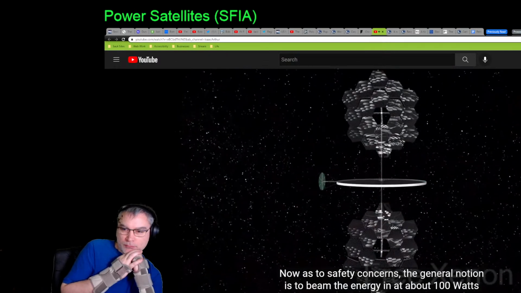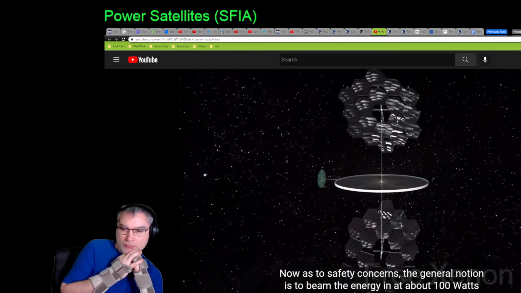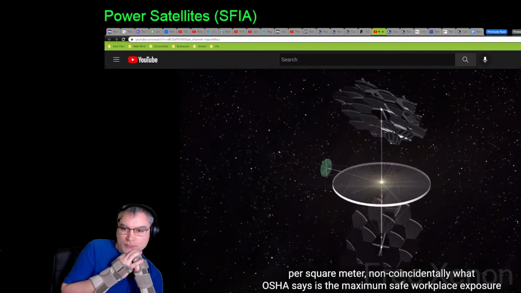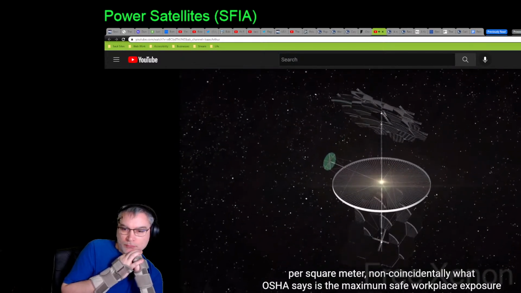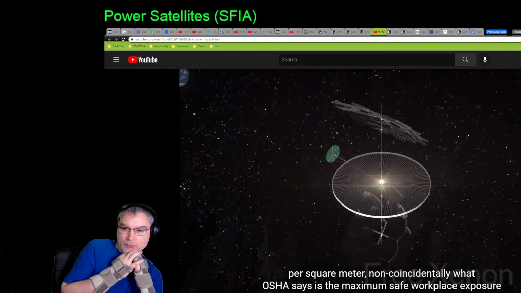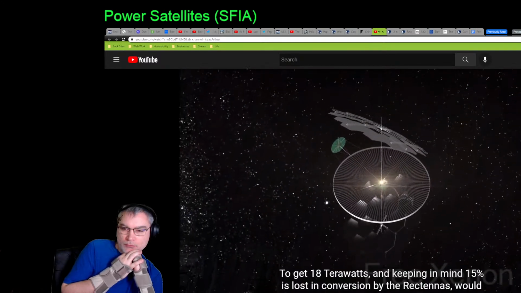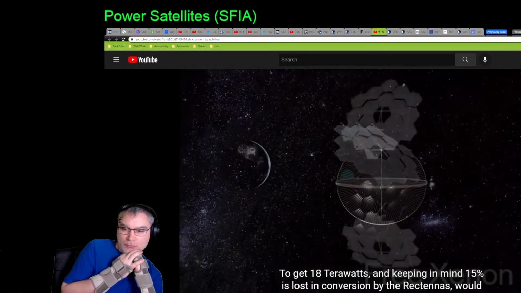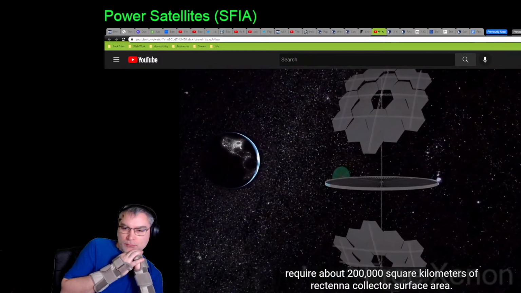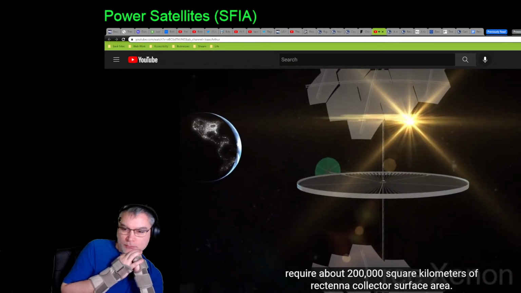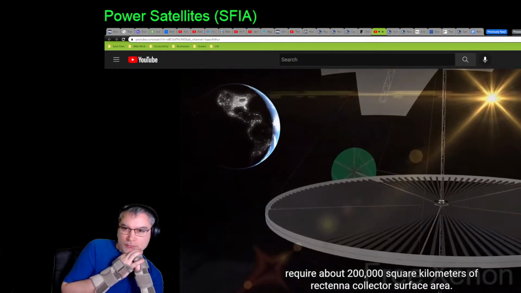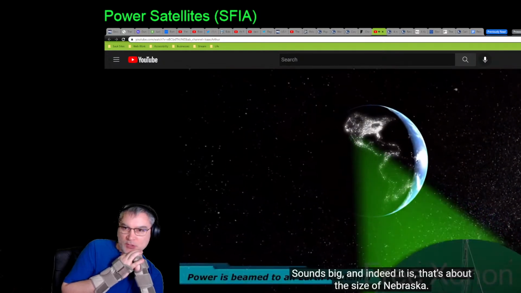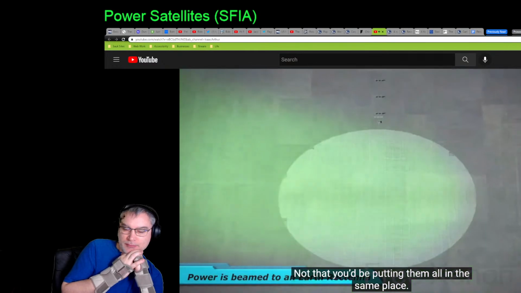Now, as to safety concerns, the general notion is to beam the energy in at about 100 watts per square meter, non-coincidentally what OSHA says is the maximum safe workplace exposure amount. To get 18 terawatts, and keeping in mind 15% is lost in conversion by rectennas, would require about 200,000 square kilometers of rectenna collector surface area. Sounds big, and indeed it is. That's about the size of Nebraska. Not that you'd be putting them all in the same place.